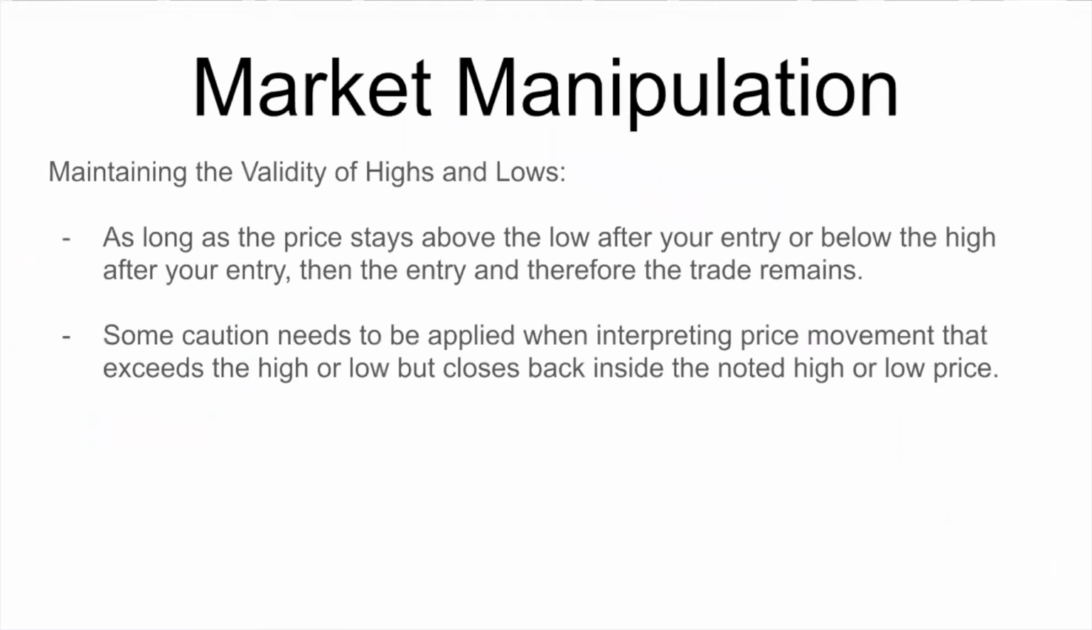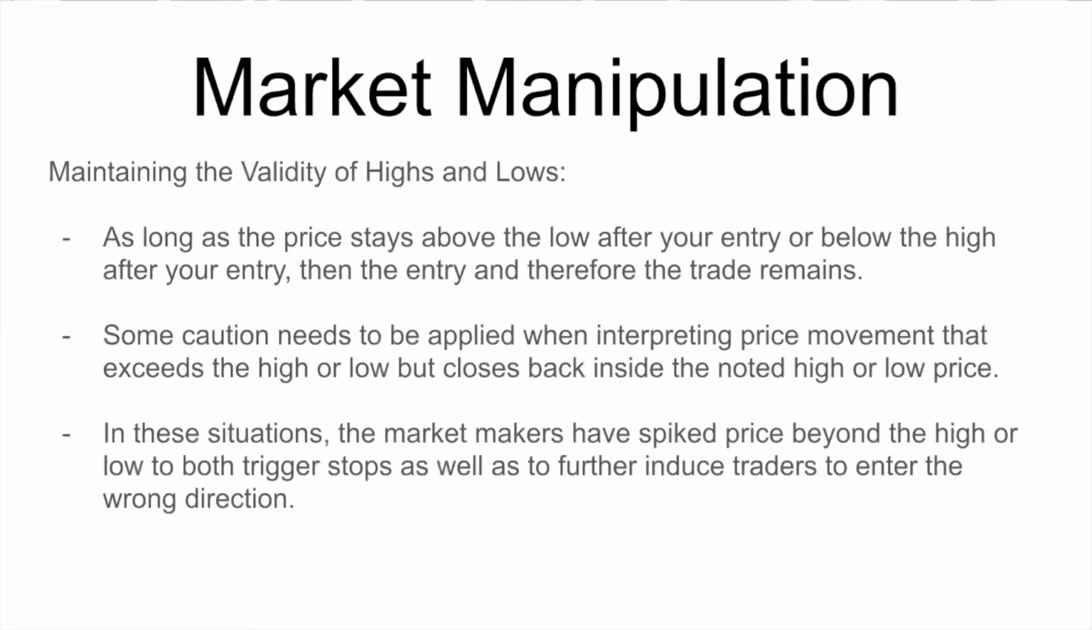Some caution needs to be applied when interpreting price movement that exceeds the higher low but closes back inside the noted higher low price. A lot of the time, price can just barely break the higher low and snap back into the range. And that's what it's talking about right here. In these situations, the market makers have spiked price beyond the higher low to both trigger stops as well as to further induce traders to enter the wrong direction.